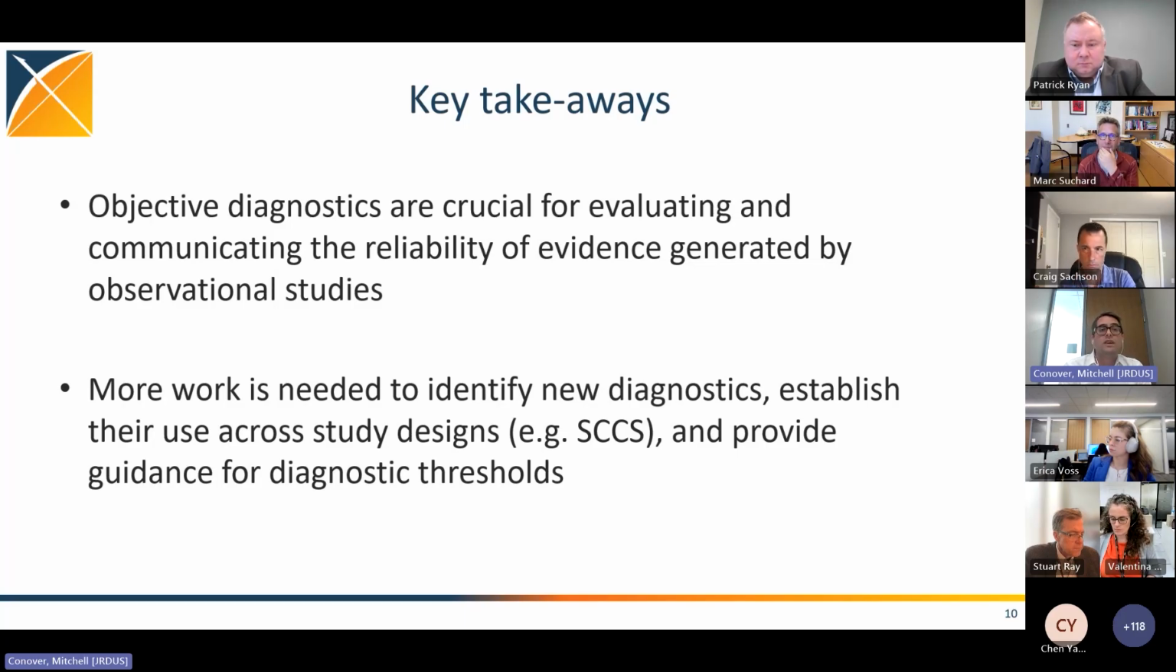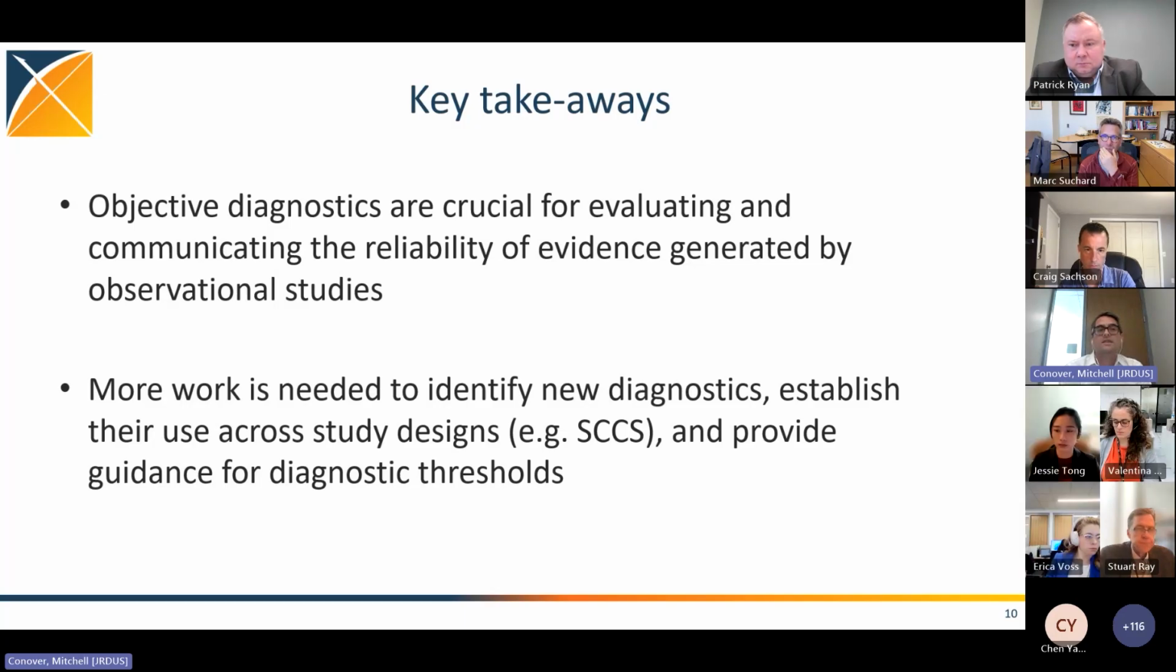And then more work is needed to identify new diagnostics and establish their use across different study designs, for example, the self-controlled case series, and also provide guidance for diagnostic thresholds, especially in a setting where we're using multiple diagnostics at once.